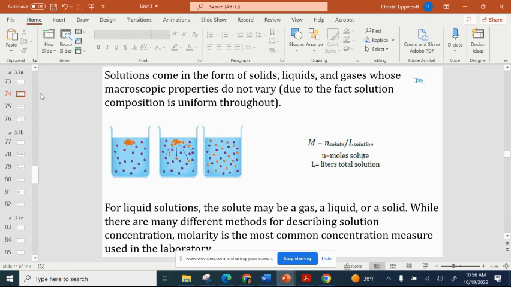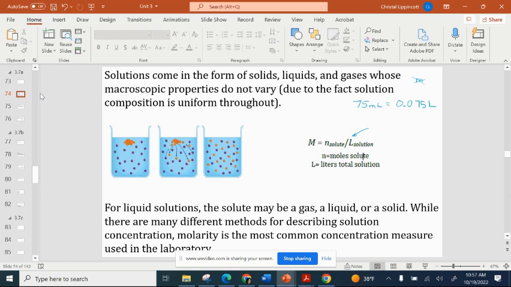So molarity, remember, is moles of your solute divided by liters of the solution. So the entire solution. This has to be in liters. If you've done measurement in milliliters, you must convert it into liters. So for example, 75 milliliters would equal, we move the decimal point 3 spots over, 0.075 liters.